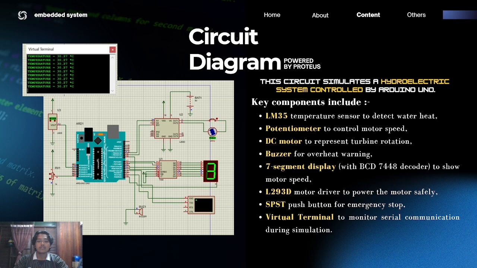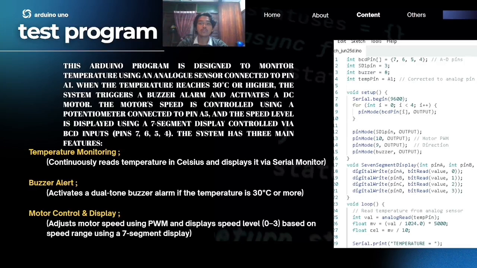And the last one is the virtual terminal, which we only get from Proteus, and it is used to monitor serial communication during simulation. So I will continue to explain about the test program.